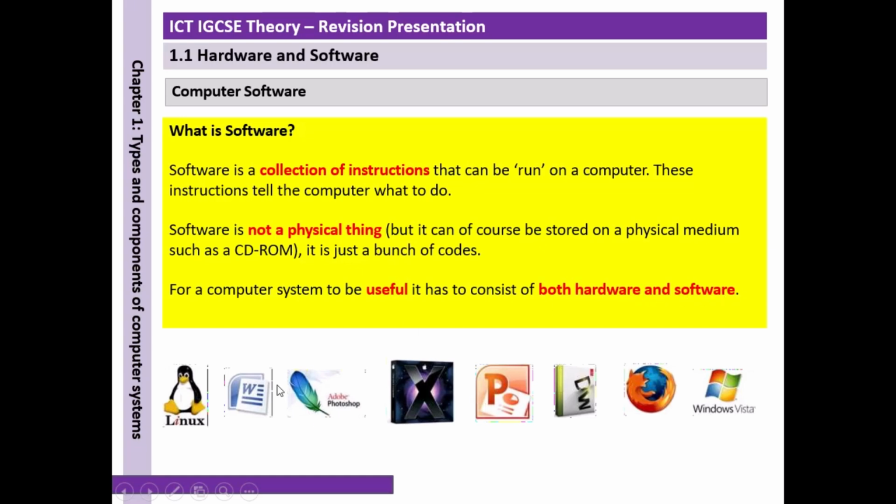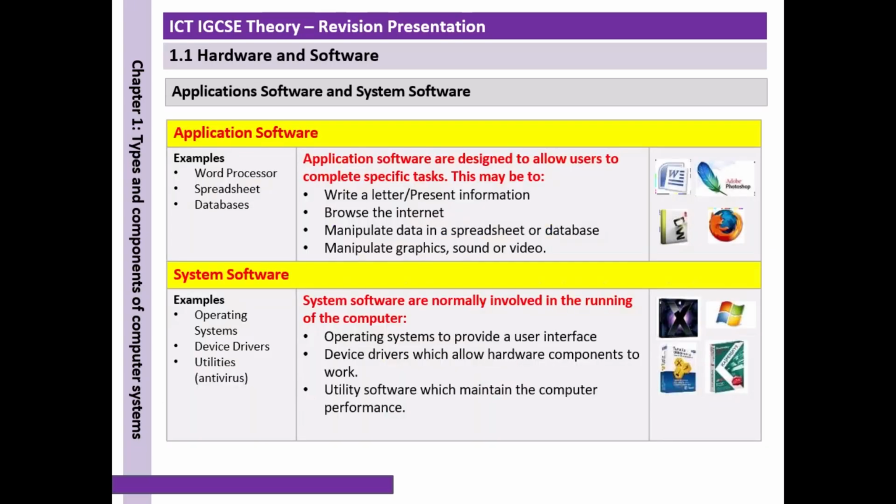So there's a list of software they have put here: Linux, Microsoft Windows, Adobe Photoshop, Microsoft Excel, PowerPoint, Mozilla Firefox, and Windows Vista. This one, I don't know if it is CorelDRAW, something like that. These software are written by programmers by preparing specific codes using different languages like hypertext markup language and cascading style sheets. They use those to make programs that will coordinate with the hardware to do specific tasks. And then here we have got two types of software: application software and system software.